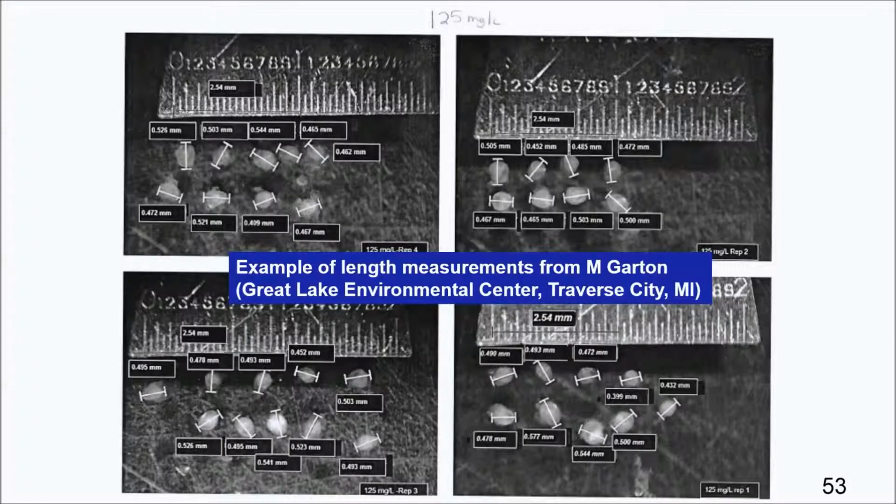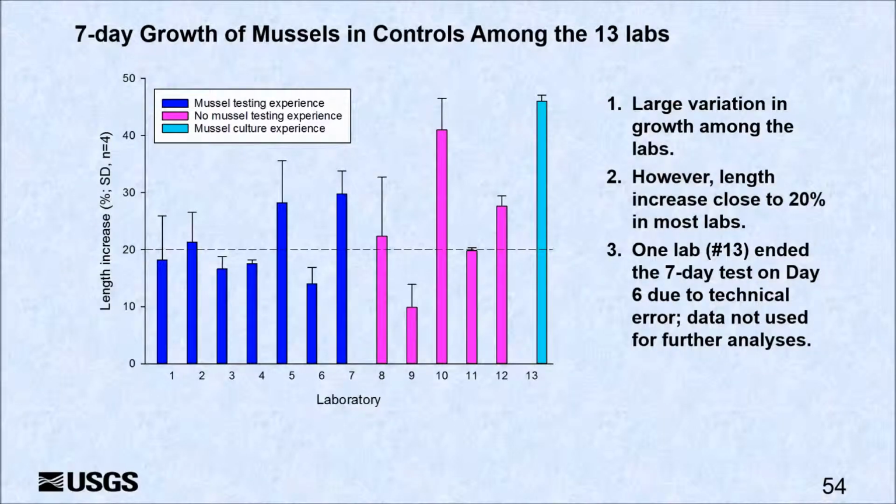So this is an example of how people use the digitizing software to measure the length and get the length value. And here is the length increase among different labs. We see large variation in growth among the labs. However, in most cases, the length increased about 20%. So we're going to explore more why there's much difference between several labs.